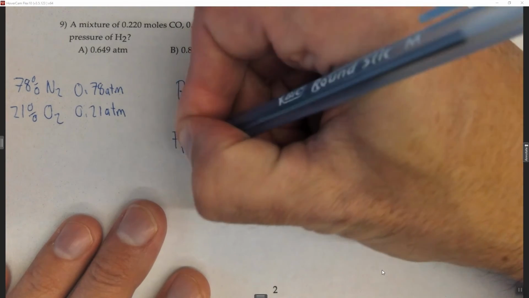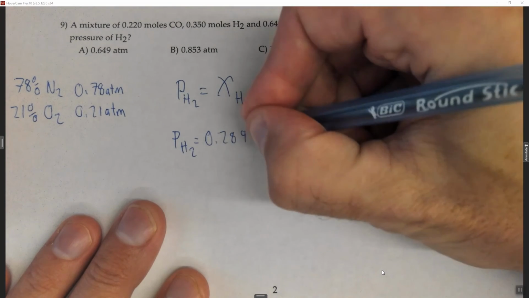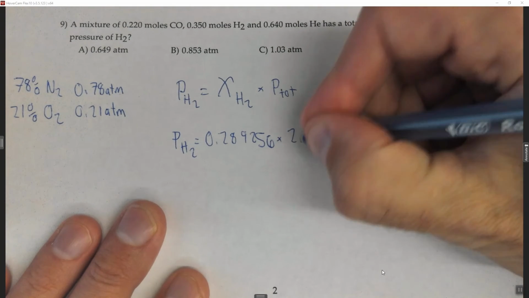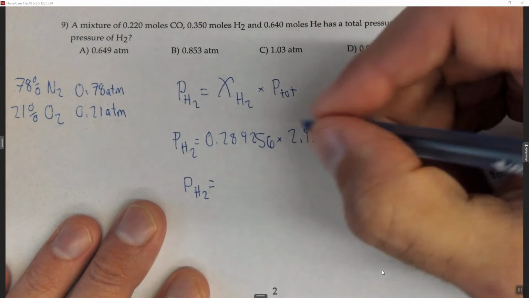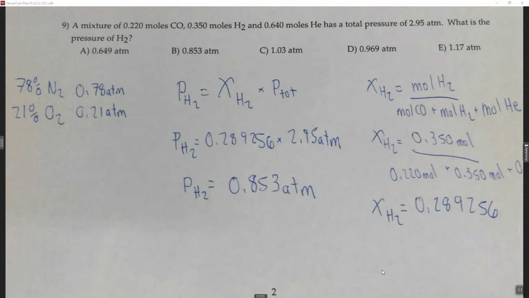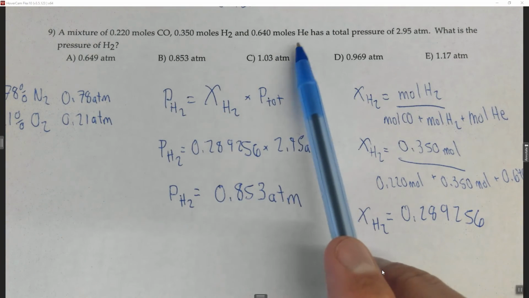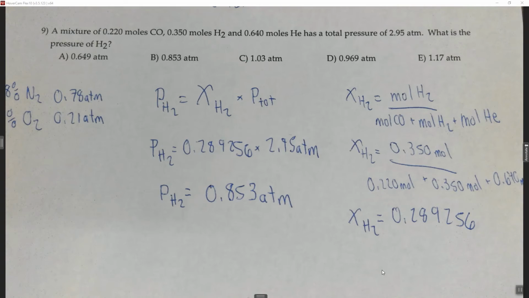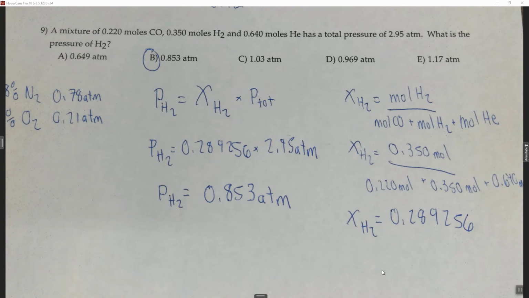So we take the pressure of hydrogen by multiplying the mole fraction of hydrogen, that number is 0.289256, and multiplying it by the total pressure, which in this case is the 2.95 atmospheres. And when you do all that math, you find that the pressure of hydrogen is 0.853 atmospheres. The rest of the 2.95 atmospheres come from the carbon monoxide and from the helium, where helium is going to have the largest percentage because there's the most moles of it. Okay, but if you added them all up, they would add up to the 2.95 atmospheres. But in this case, to answer this question, it's choice letter B.